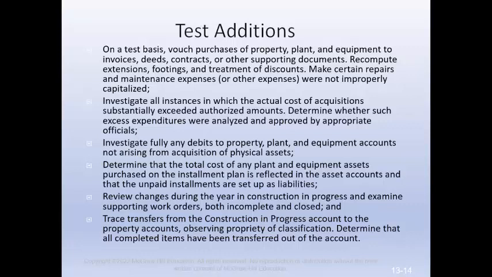They should investigate fully any debits to property, plant, and equipment accounts not arising from acquisition of physical assets and determine that the total cost of any plant and equipment assets purchased on an installment plan are reflected in the asset accounts and that any unpaid installments are set up as liabilities. They should review changes during the year in construction in progress and examine supporting work orders, both incomplete and closed. They should trace transfers from the construction in progress account to the property accounts, observing propriety of classification and determining that all completed items have been transferred out of the account.